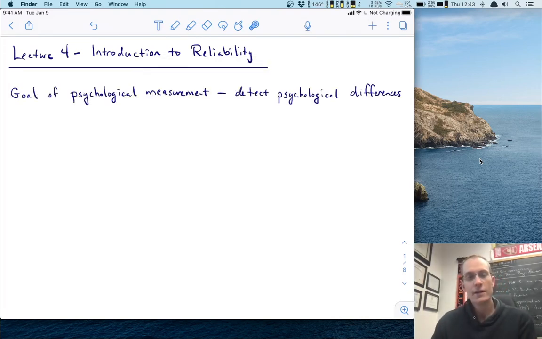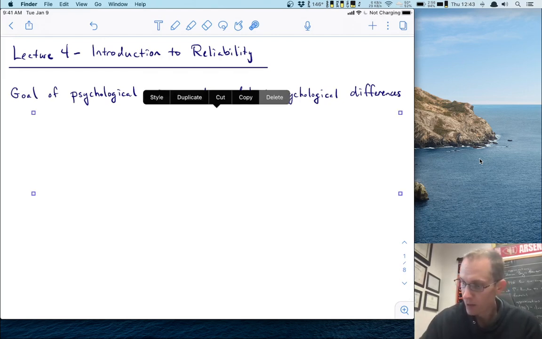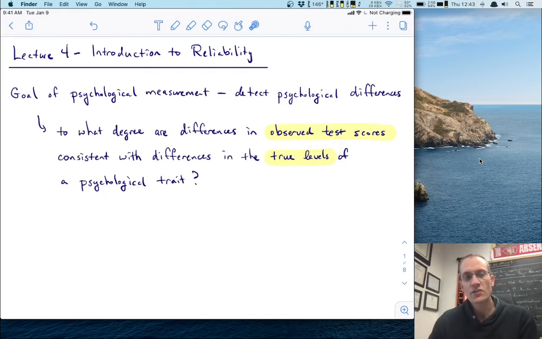So to do this, we remind ourselves that one of the goals of psychological measurement is to be able to detect psychological differences. Well, what exactly does this mean? Well, this means we ask ourselves, to what degree are differences in some observed test scores consistent with the differences in the true levels of some psychological trait?